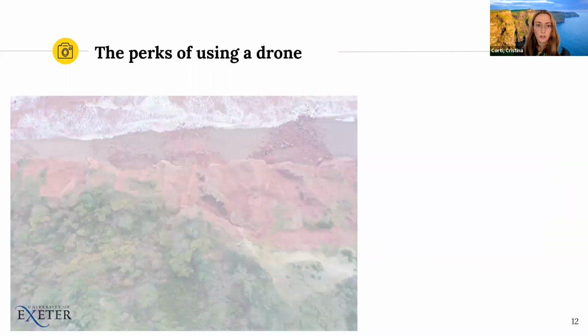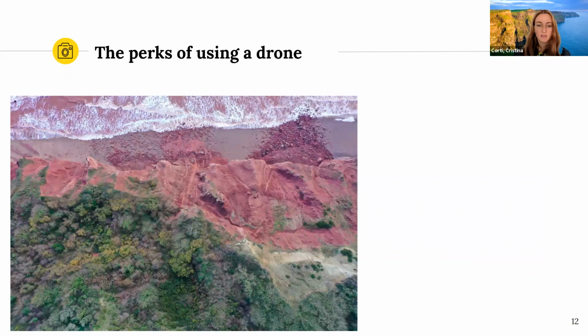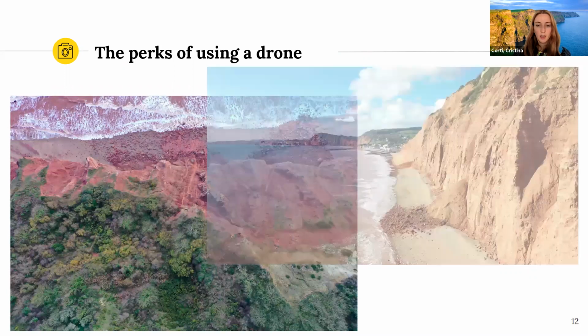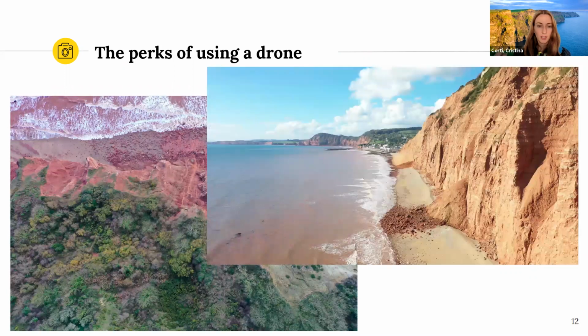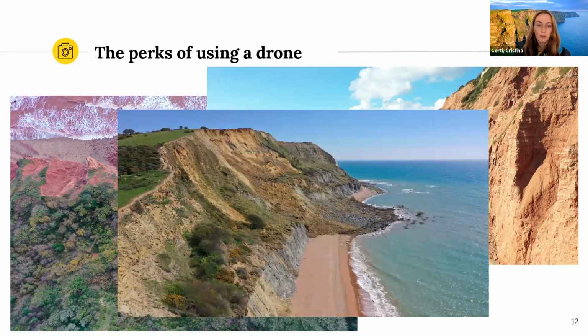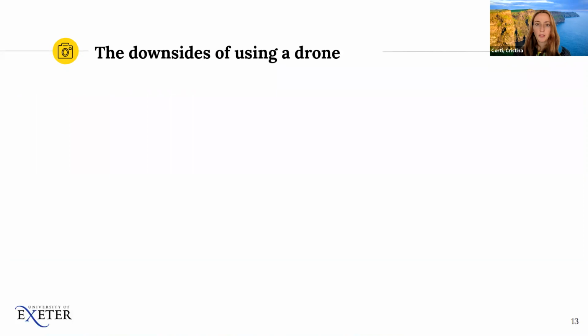So drones are often seen as very exciting, and they are, because you can take awesome photos. You would never be able to survey something like that on foot, and you probably wouldn't get the detail from a plane. This is an example of a landslide at Seatown that took place in April 2021, and we went to survey shortly after. And I think the photos that you can take with a drone are pretty cool. But there are some downsides.